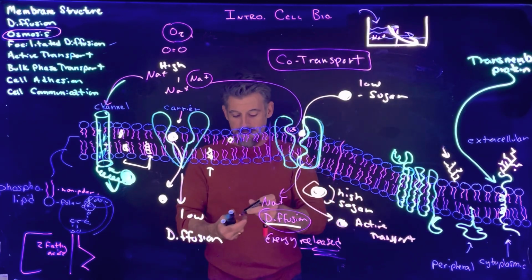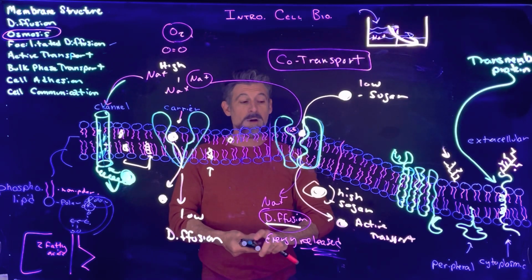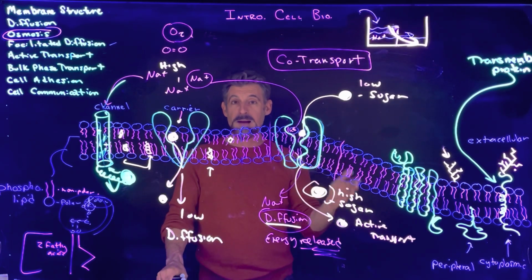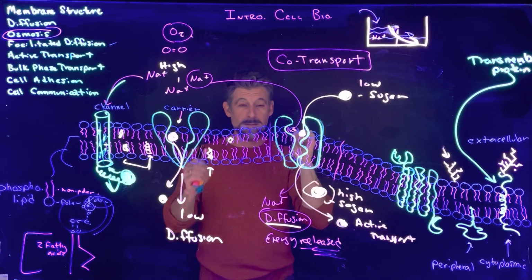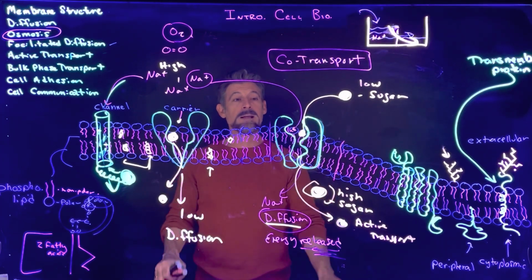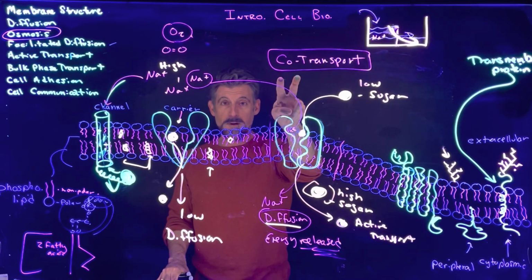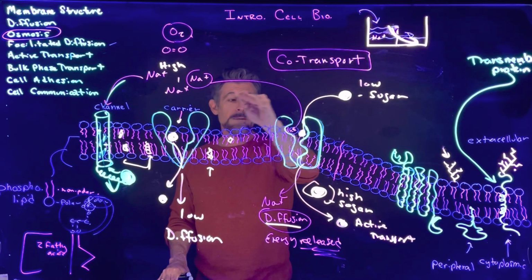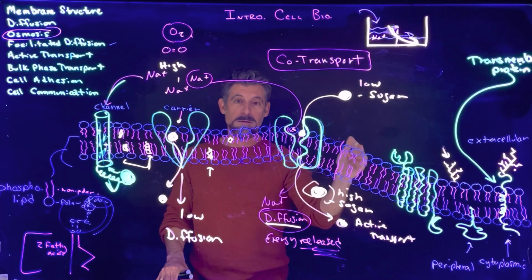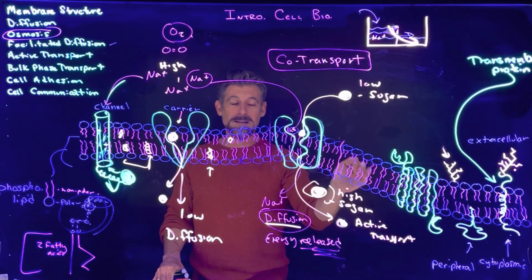Where's the ATP? There is no ATP. No ATP is involved in this type of active transport. So please, because people continually get that wrong. In this type of co-transport, it's where diffusion powers the active transport. There is no ATP directly involved in this process.